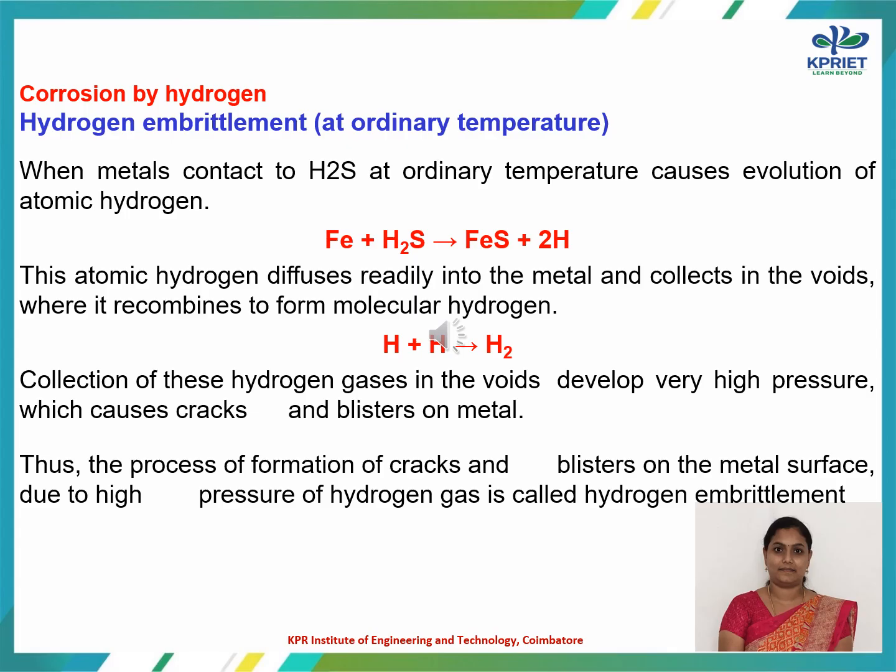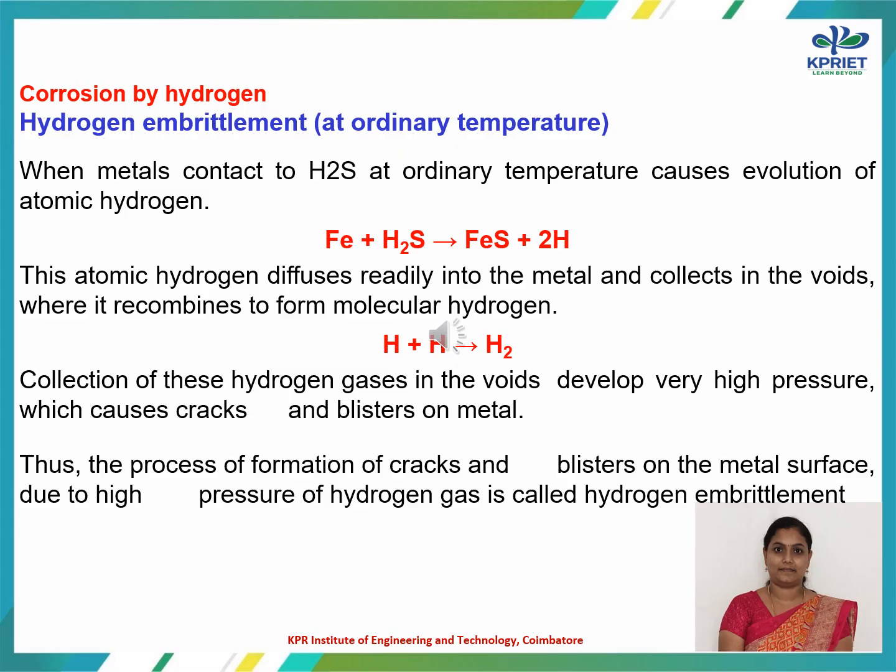The second type of dry corrosion is corrosion by hydrogen. Actually, corrosion by hydrogen occurs at two different temperatures through two different processes. The first one is hydrogen embrittlement, where the iron or metal is in contact with hydrogen sulfide. Iron reacts with the hydrogen sulfide to form iron sulfide, which releases two atomic hydrogens. These two atomic hydrogens combine together to form hydrogen gas.